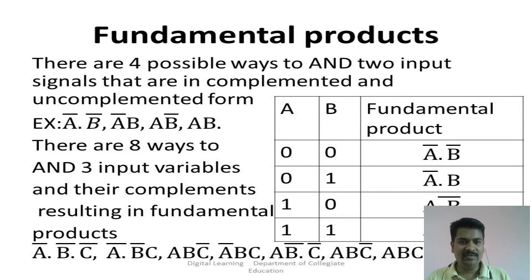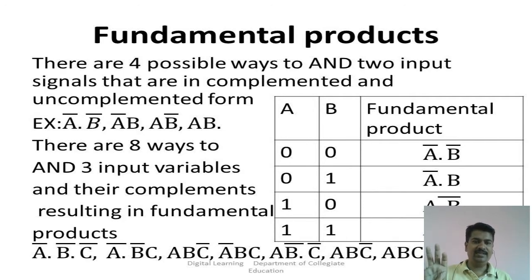We go to the second combination, 0 and 1. A is 0, write A in complemented form. B is 1, write B as it is, in normal, uncomplemented form. Third combination: A is 1, write A as it is; B is 0, write B in complemented form. In the last combination, both are 1, so you need not complement any variable. Write A and B as they are: A B.